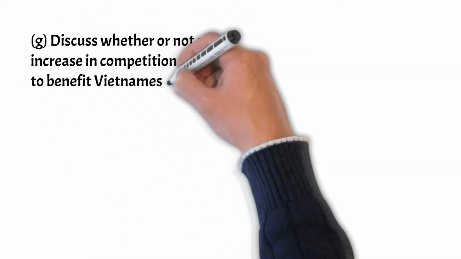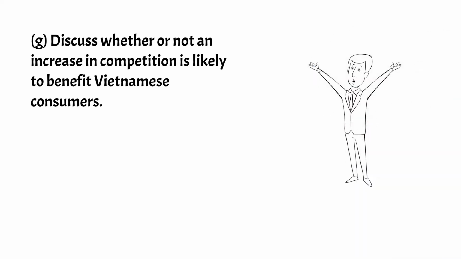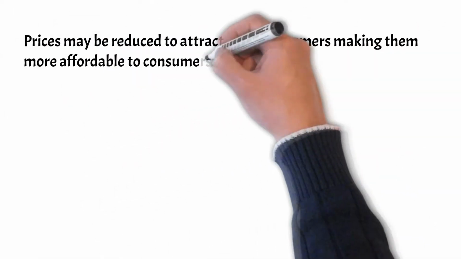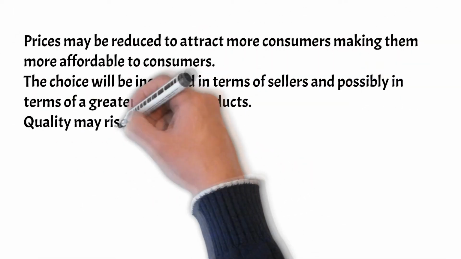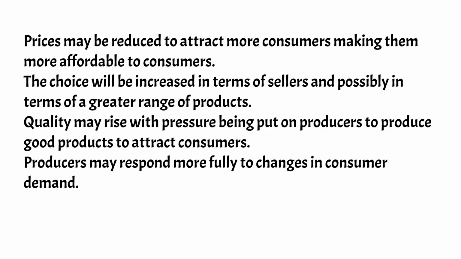Discuss whether or not an increase in competition is likely to benefit Vietnamese consumers. Discuss means to apply it to this situation. An example answer would be as follows. Prices may be reduced to attract more consumers, making them more affordable to consumers. The choice will be increased in terms of sellers and possibly in terms of a greater range of products. Quality may rise with pressure being put on producers to produce good products to attract consumers. Producers may respond more fully to changes in consumer demand.